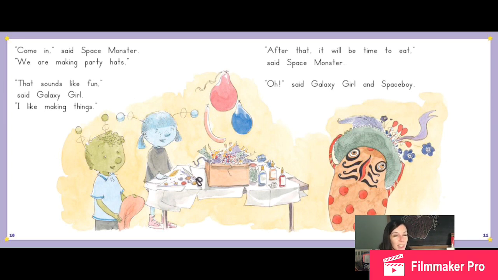"Come in," said Space Monster. "We are making party hats." "That sounds like fun," said Galaxy Girl. "I like making things." "After that, it will be time to eat," said Space Monster. "Oh," said Galaxy Girl and Space Boy.